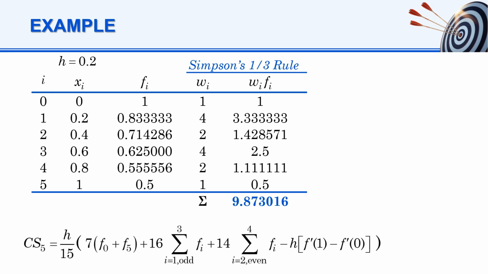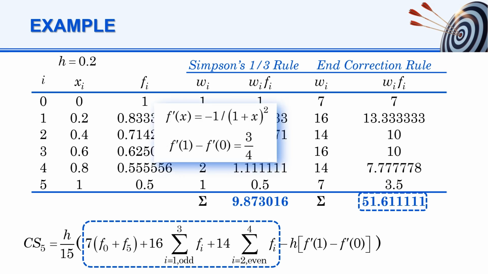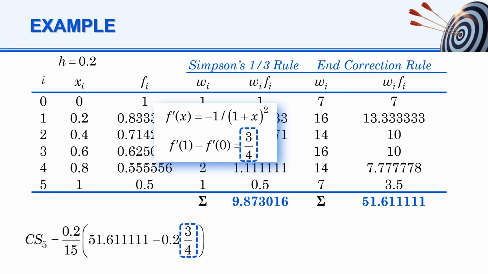The weights of Simpson's rule with end correction are 7 for the first and last rows, 16 for the second and fourth rows, and 14 for the third and fifth rows. The sum of the fifth column yields 51.611111. Recall previously we had already found the first derivative and its values at the endpoints. Substituting the sum of the fifth column along with 3 over 4, we obtain 0.6851481 as the estimate of CS5.